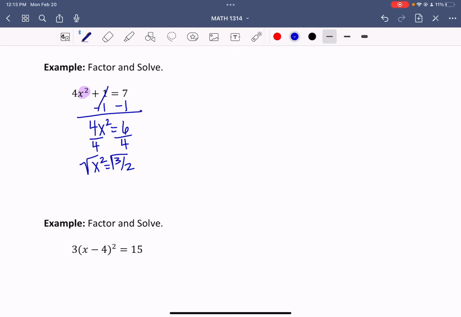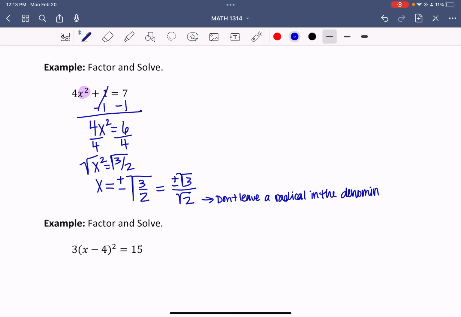So when I square root, that gives me x equal to plus or minus the square root of 3 over 2. Now, we never leave a square root of a fraction like this because this is equivalent to plus or minus square root of 3 over square root of 2. And we don't leave a radical in the denominator. So what we're going to have to do, we're just pulling up some previous skills from previous courses. What we're going to have to do is rationalize the denominator.